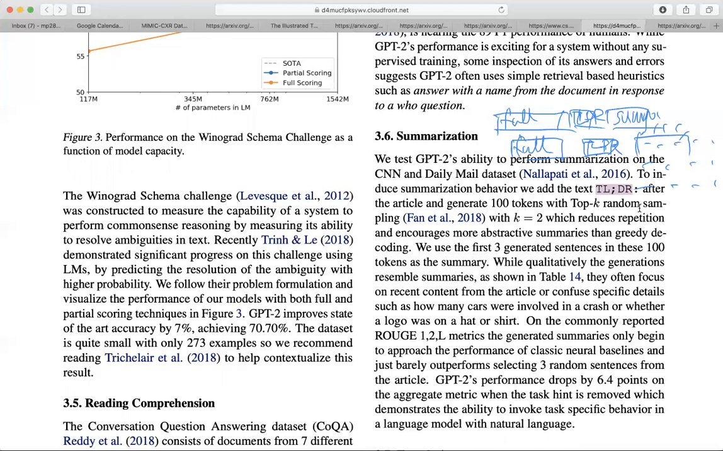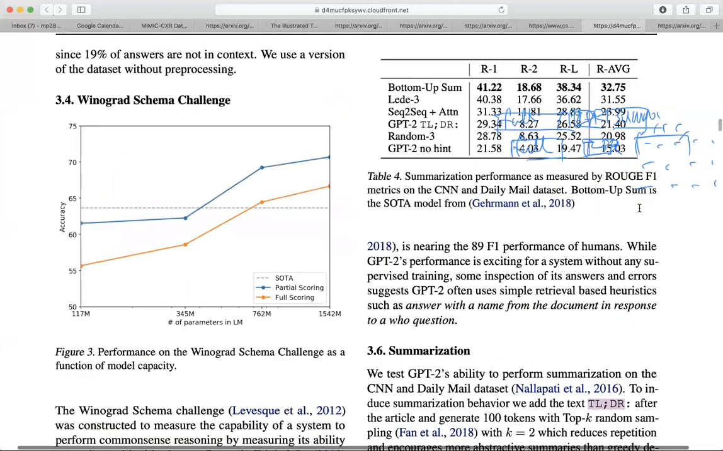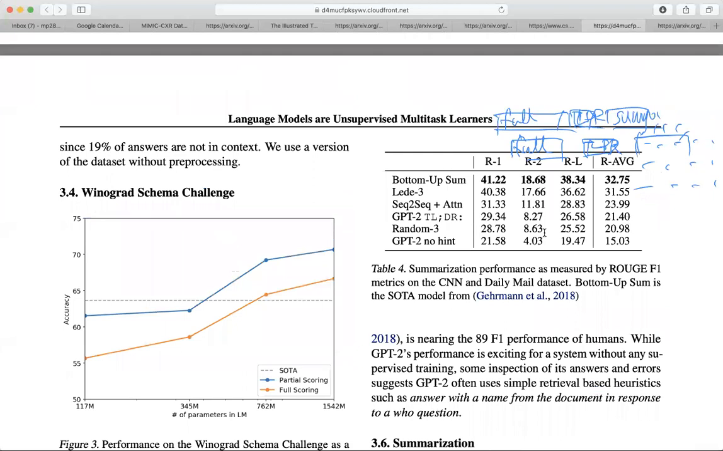It's just the way they did translation, and the summarization performance is, let's see. The best performance is 32.75. This is the ROUGE score, which is kind of similar to a BLEU score. The ROUGE-1 score was 41.22, and GPT-2 using TLDR as the hint got 29.34. So without a single backpropagation or fine-tuning, GPT-2 can show reasonably good performance.